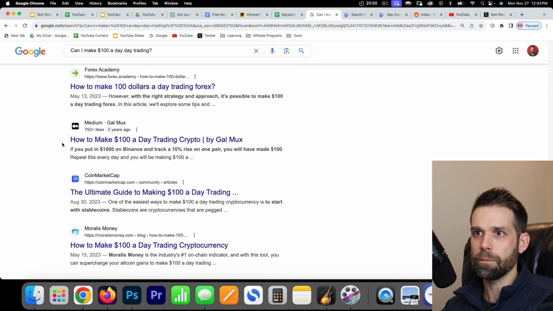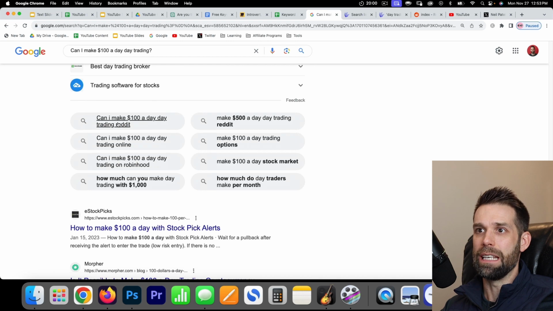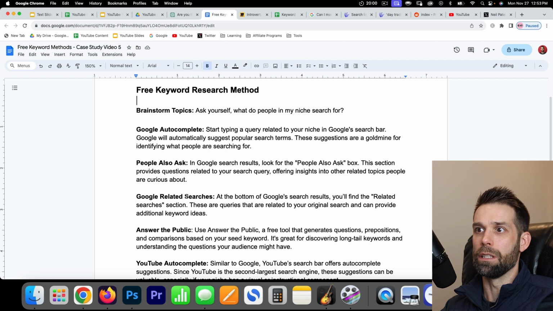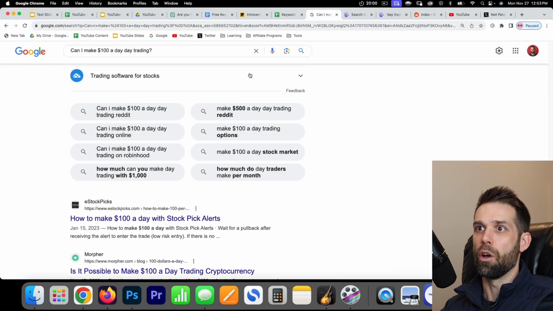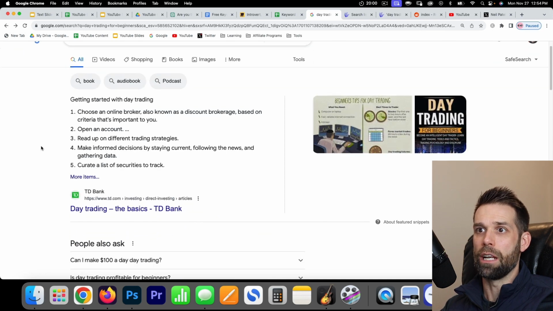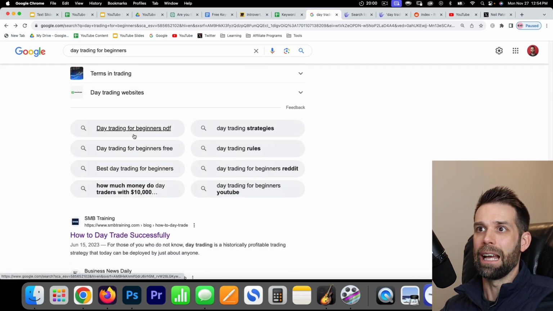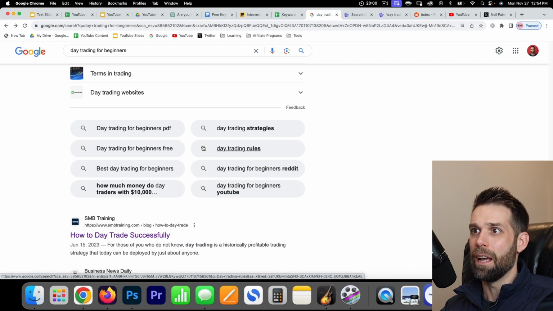Now, what you can also do is scroll down, and you can see some other questions here that are related. I think we labeled this as Google related searches. So some of these: how much can you make day trading with $1,000? Make $100 a day in the stock market, make $500 a day trading on Reddit. So you might be able to find some good related searches at the bottom. If we scroll down to the bottom, there's that day trading for beginners PDF again, the rules, day trading for beginners for free, best day trading for beginners.